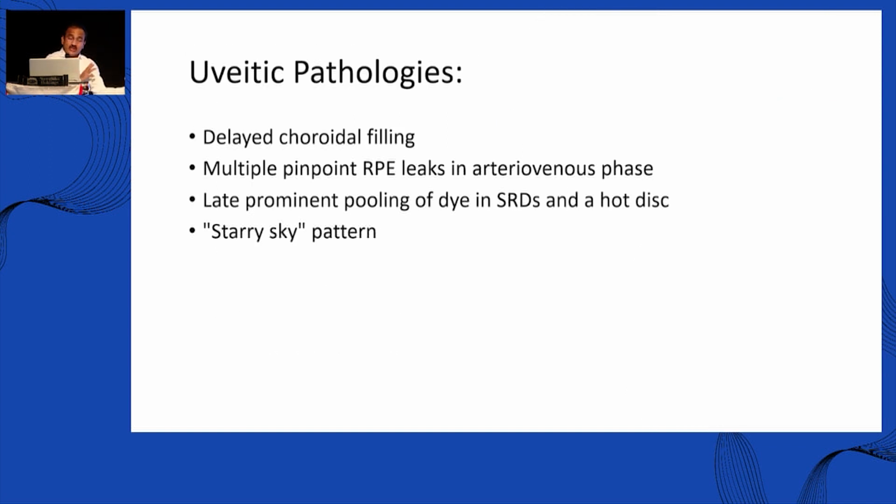But on the other hand, if you do an FFA in the inflammatory categories, you get various kinds of delayed findings depending on the condition. But generally, they have delayed choroidal filling, multiple pinpoint RPE leaks in the arteriovenous phase, and late prominent pooling of the dye in the subretinal serous detachment, and the optic disc is most of the time leaking, and it's called a hot disc.